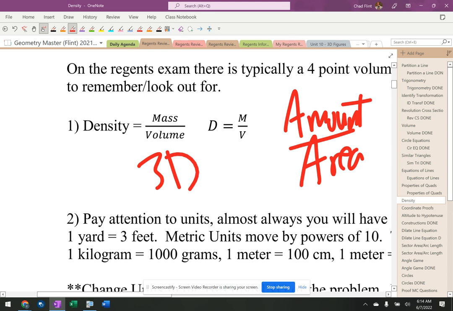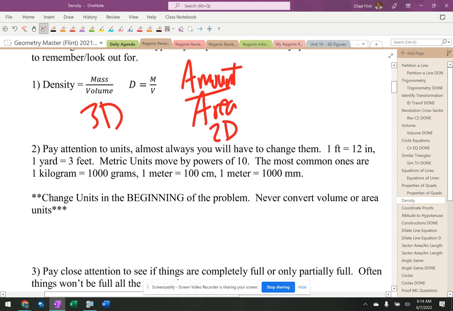This is 3-dimensional. This is 2-dimensional. Amount over area is very uncommon. All right. So pay attention to the units.